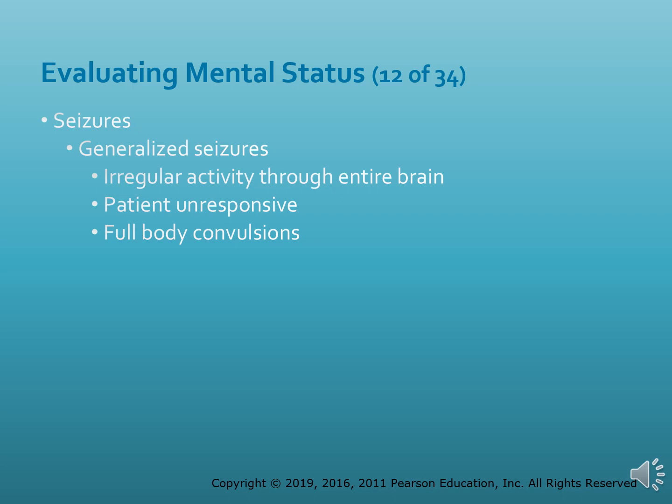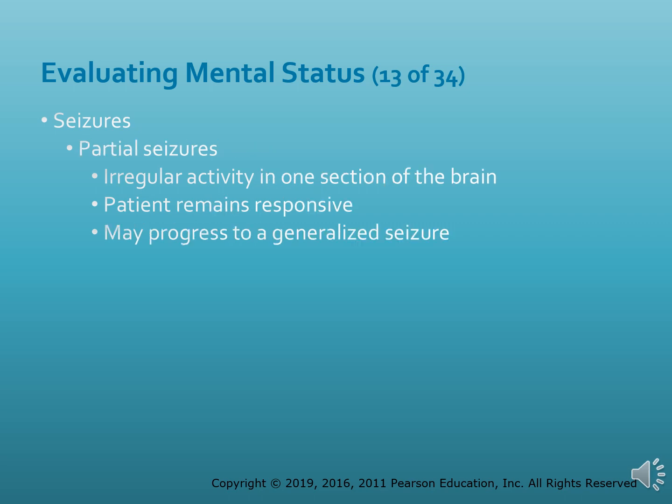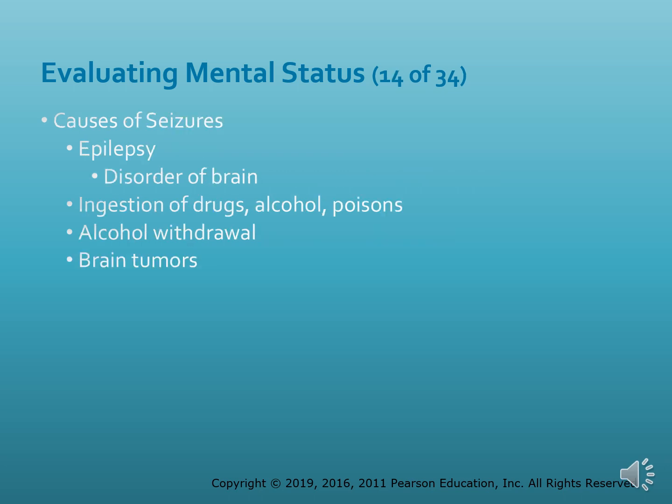With generalized seizures, you'll have irregular activity through the entire brain. The patient is normally unresponsive and will have full body convulsions. Next are partial seizures, which are irregular activity in one section of the brain. The patient remains responsive, but they may progress to a generalized seizure.